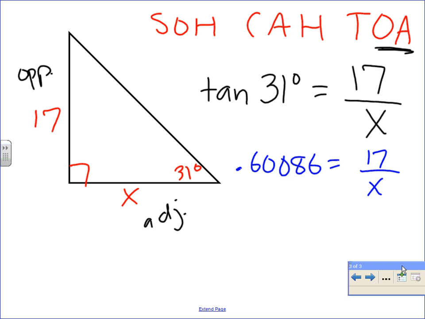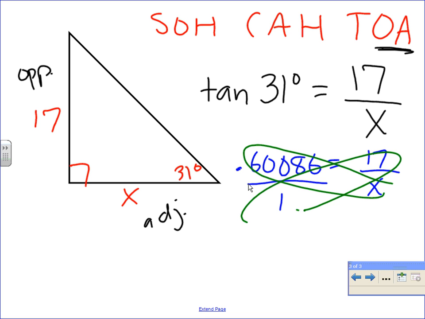How can we find x at this point? Okay, you could do that. You could multiply both sides by x over 17. What else could we do? And that might be easier, but what else could we do? Good, you could do cross products as well. So either way is fine.